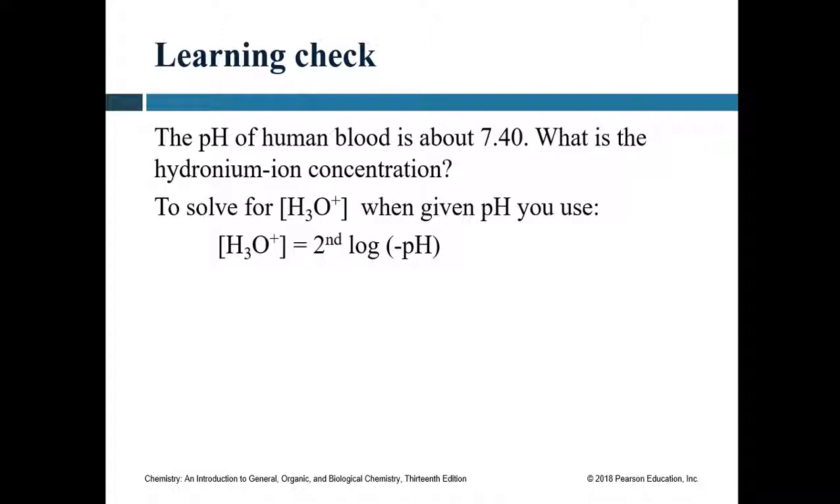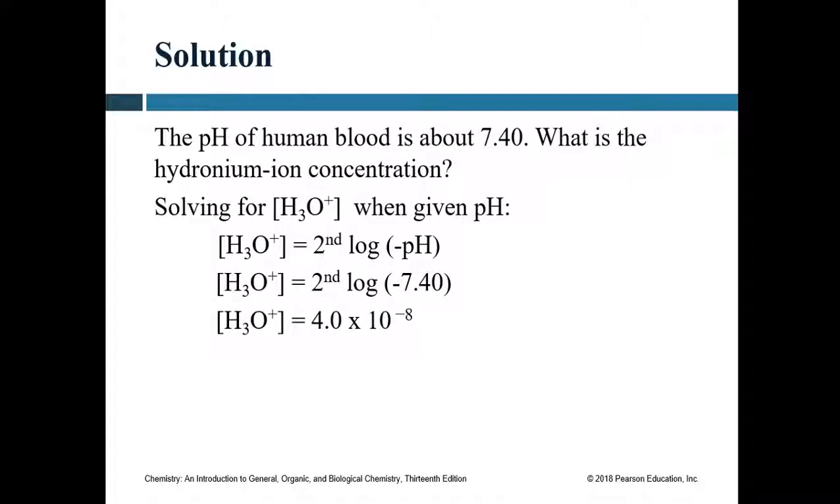Okay, last but not least, the pH of human blood is about 7.4. What is the hydronium ion concentration? Okay, so to solve for this, when you're given the pH, you know we're going to do the backwards way. So press pause and see if you can solve this. All right, so did you get 4.0 times 10 to the minus 8? Hopefully you did. If not, message me and let me help you do this together.